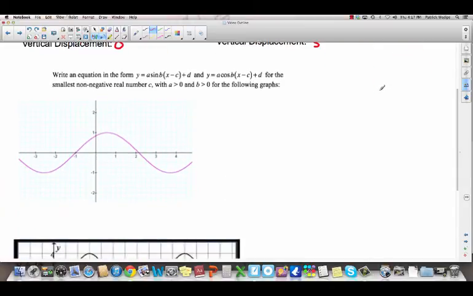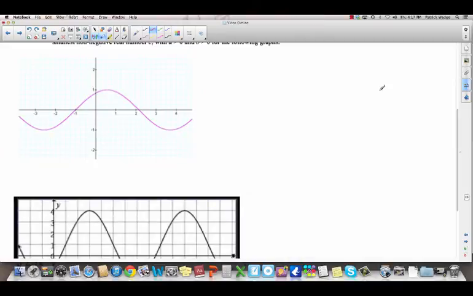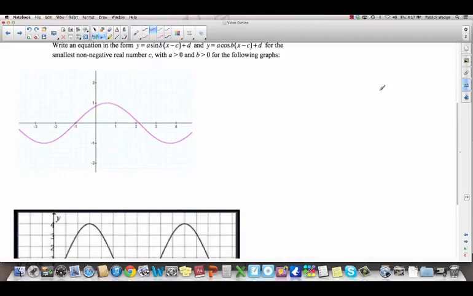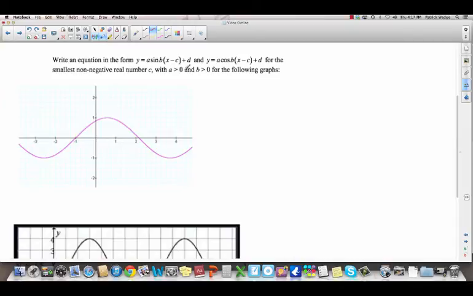Okay, last type of question. They give us some graphs, and we have to figure out what the equation is. Now, as I said before, there's multiple equations we could use. In fact, this could be a cosine graph, this could be a sine graph, and what this question asks us to do is to do both. Write what a cosine graph would be of this, and also write what a sine graph would be of this.